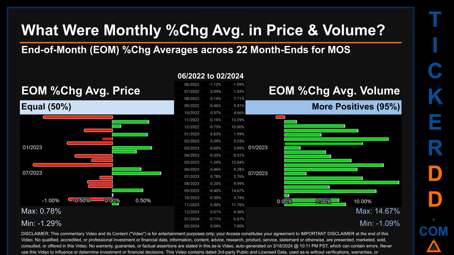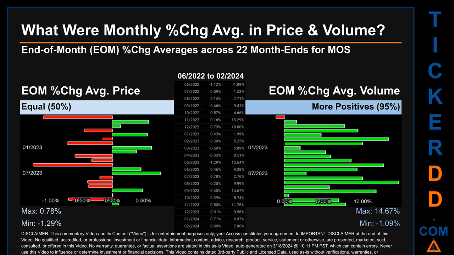From 06-2022 to 02-2024, there was an equal split of monthly percentage change in price across 22-month ends. In terms of volume, 21 out of 22-month ends had a positive percentage change. That is 95% of month ends saw a positive percentage change in average volume.